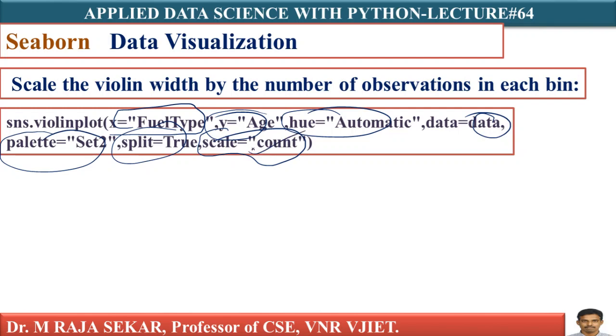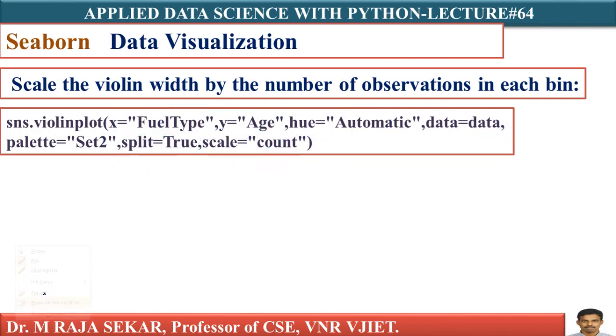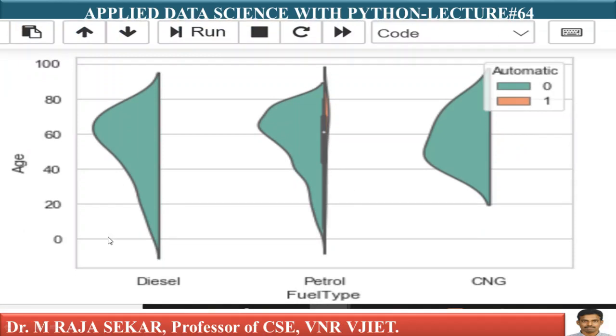Scale equal to count means, again let me repeat, the width of the violin will be scaled by the number of observations in that bin. Do you know what a bin is? I discussed bin also in my previous lecture. Just go through my previous lectures so that you can understand this terminology. Here we used scale equal to count.